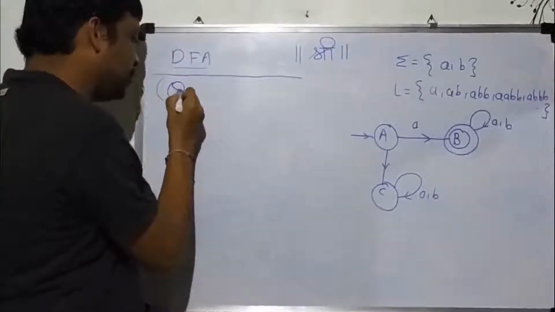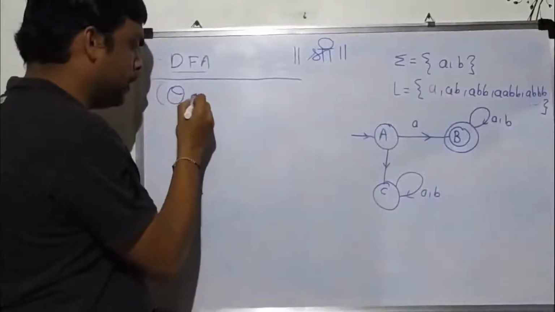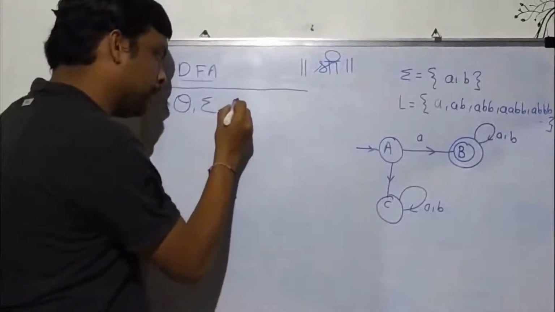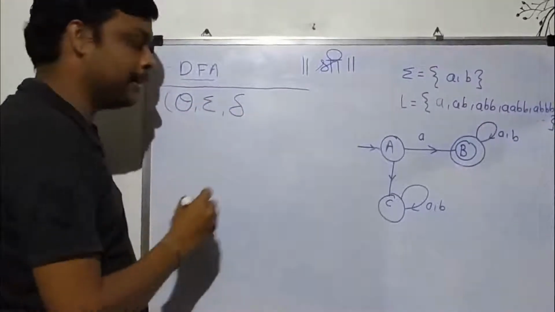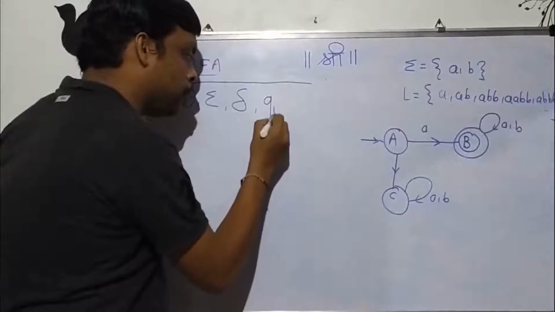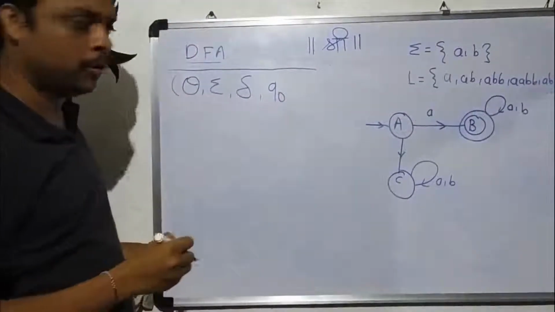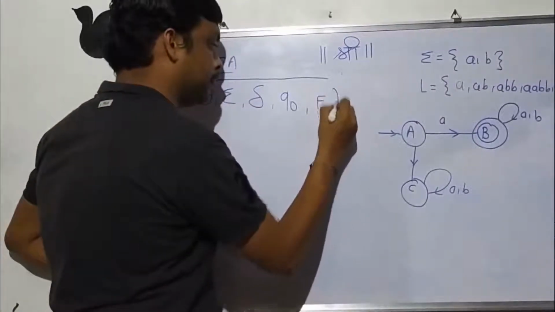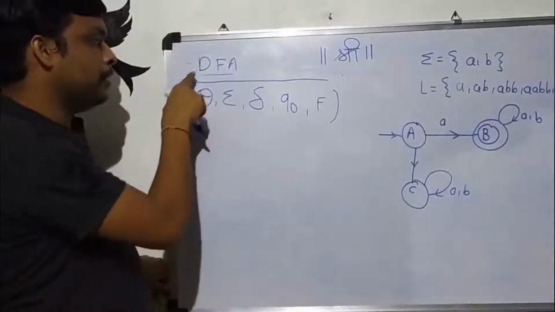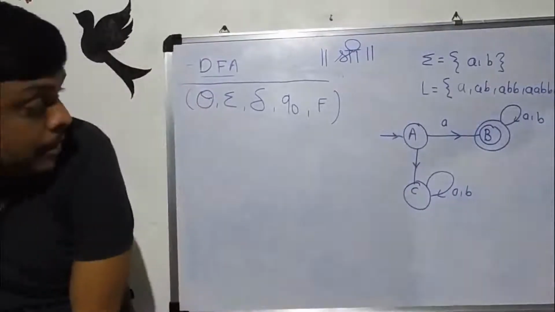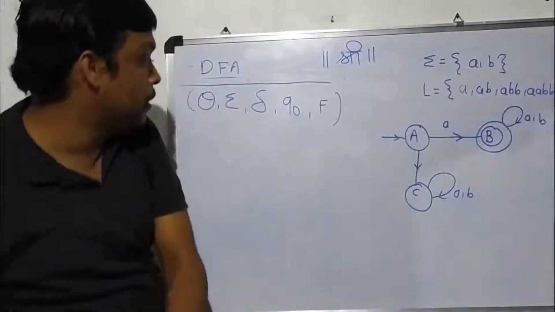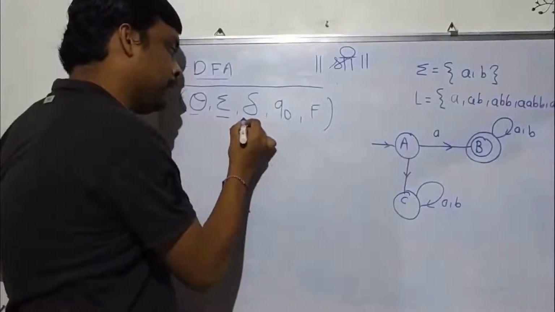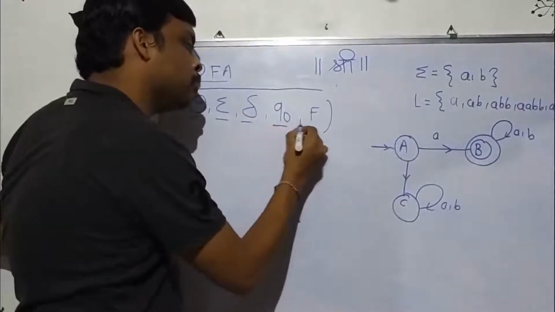First tuple is Q. Then the second tuple is sigma, the input alphabet. Next tuple is delta. Then the next tuple is Q naught, also called Q0. And the last tuple is F. So this deterministic finite automata is defined by using 5 tuples: first Q, then input alphabet sigma, then delta, then Q0 and F.